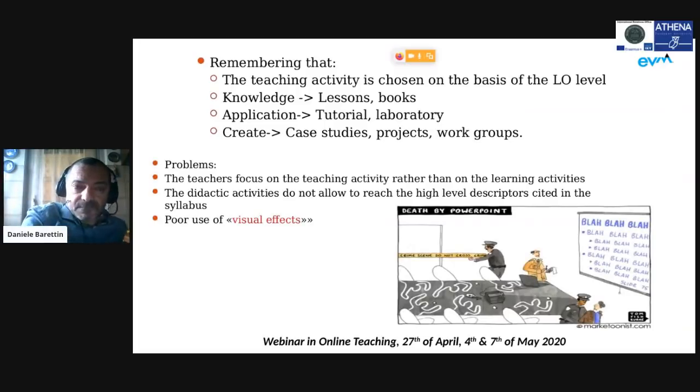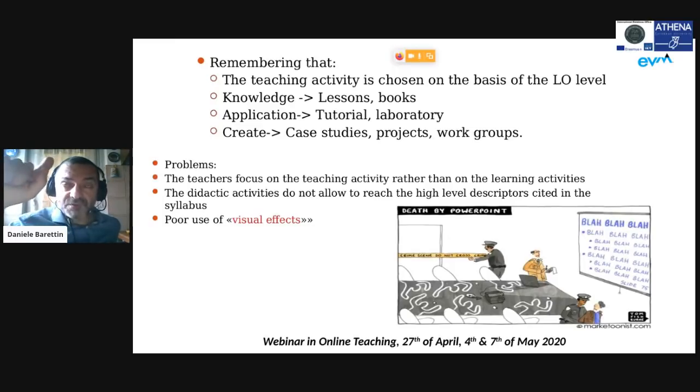So, of course, first of all, now let's try to get more specific. Of course, you have some usual tools. So you have lessons, book, tutorial, laboratory, as we said, and work group. I will focus on this a little bit more. And be careful to be focused on the learning activity of the students.